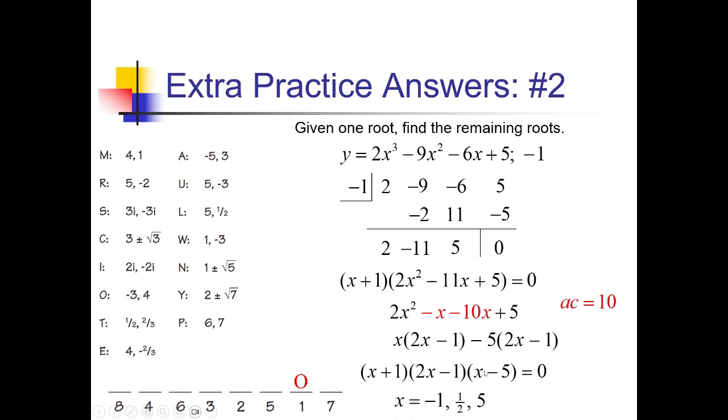So for my answers, I'm looking for 1/2 and 5 in the answer choices. That's right here, letter L. So I'm going to take the L in a good way, and we're going to put it on the 2 here.